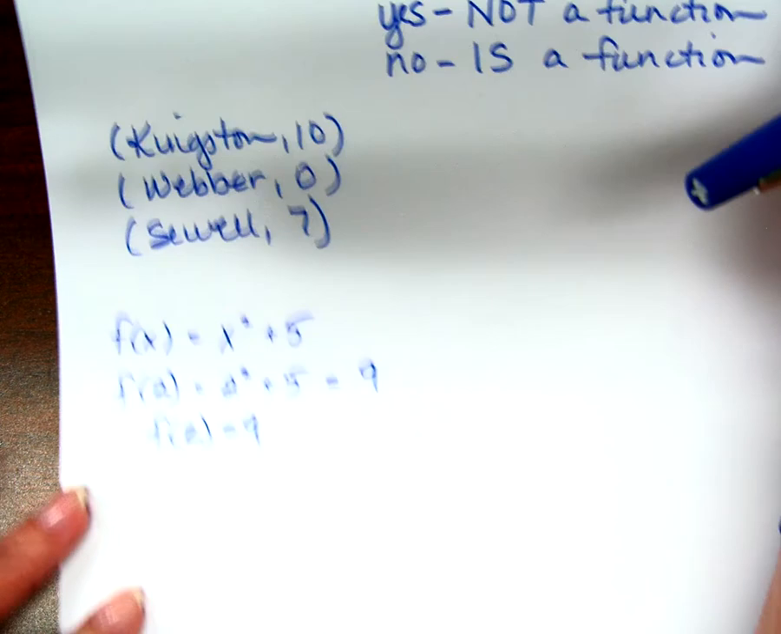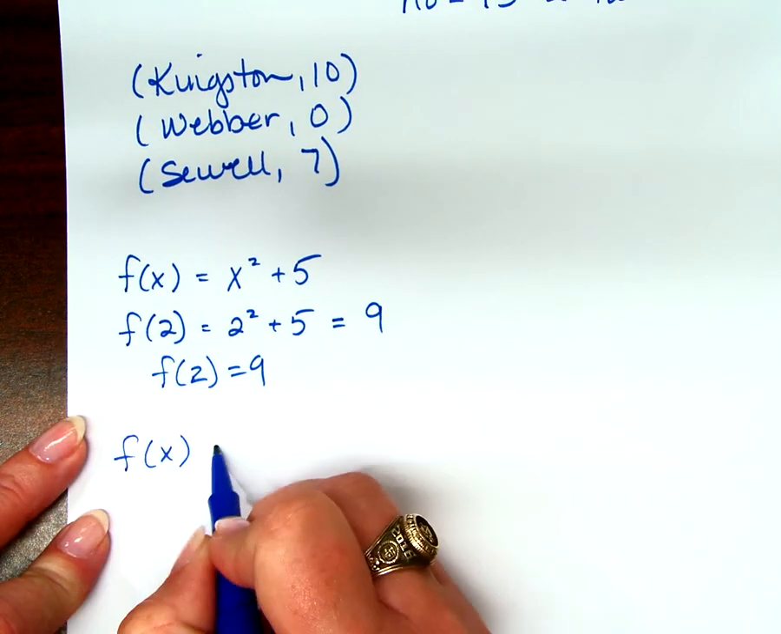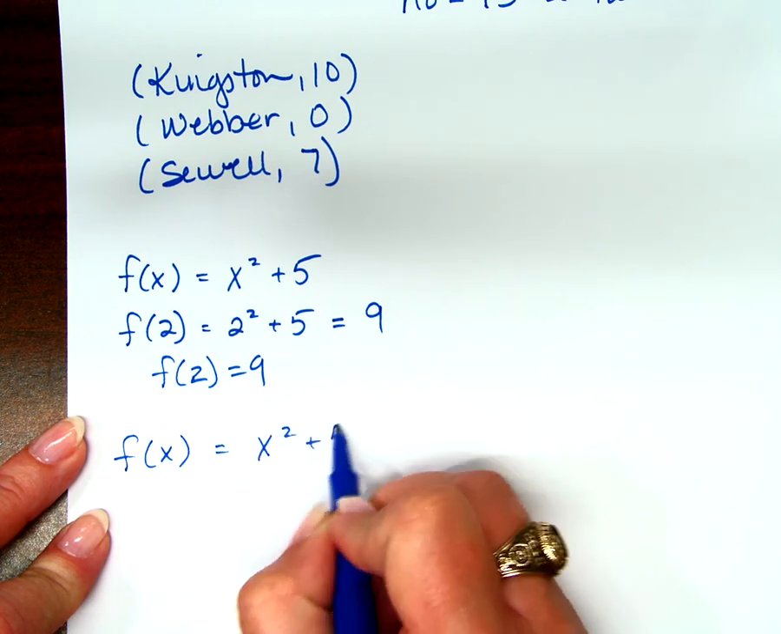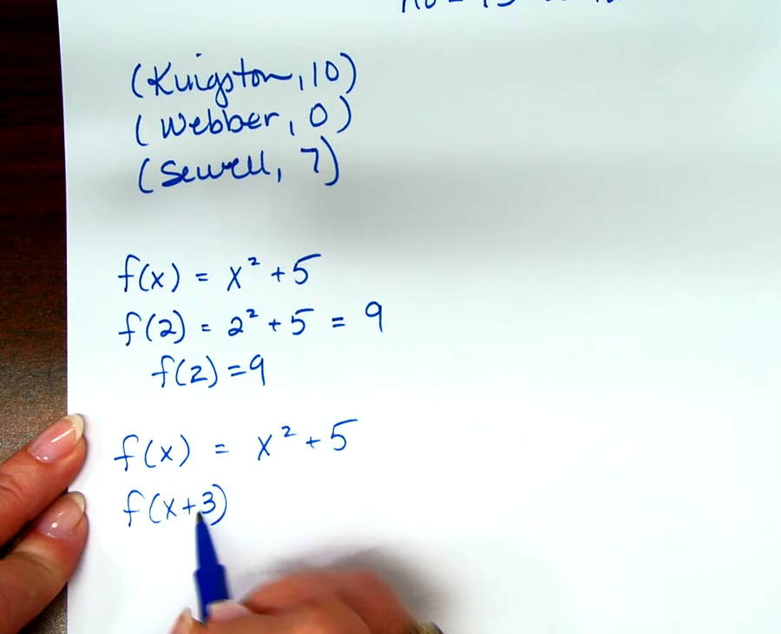Excellent. Okay. What about this? f of x equals x squared plus 5. What about f of x plus 3?